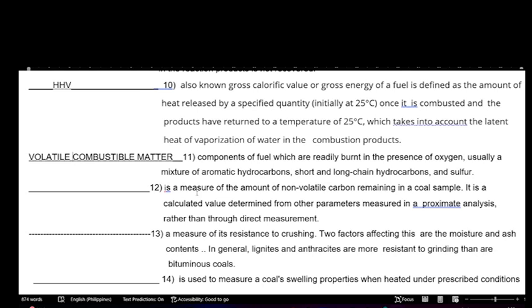Number 12, class, makinig. Is a measure of the amount of non-volatile carbon remaining in a coal sample. It is calculated value determined from other parameters measured in approximate analysis rather than through the direct measurement. Anong sagot? Fixed carbon.